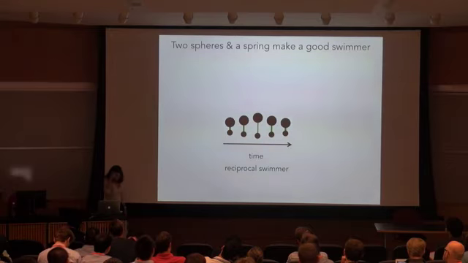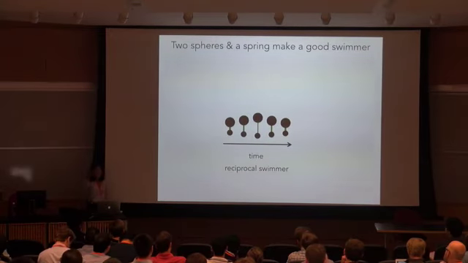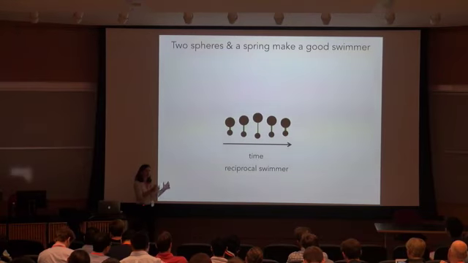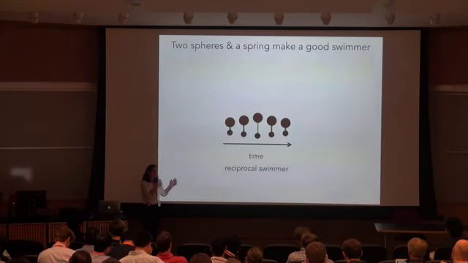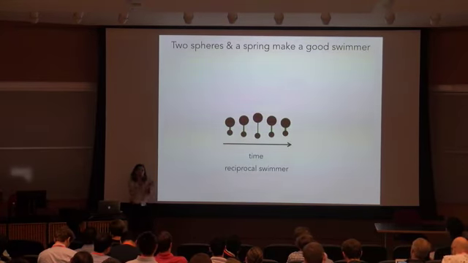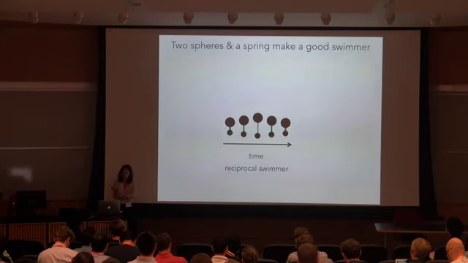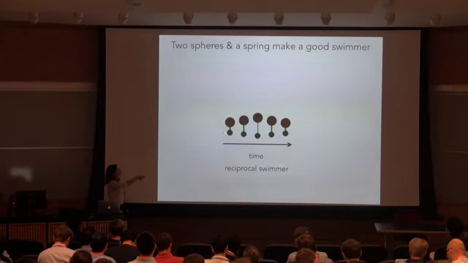And so the simplest swimmer we could think of is a reciprocal swimmer. That means that it's something that does not swim at low Reynolds numbers, but should start swimming at some point, and we want to see how that will happen as you increase the Reynolds number continuously. So this is our simple reciprocal swimmer.